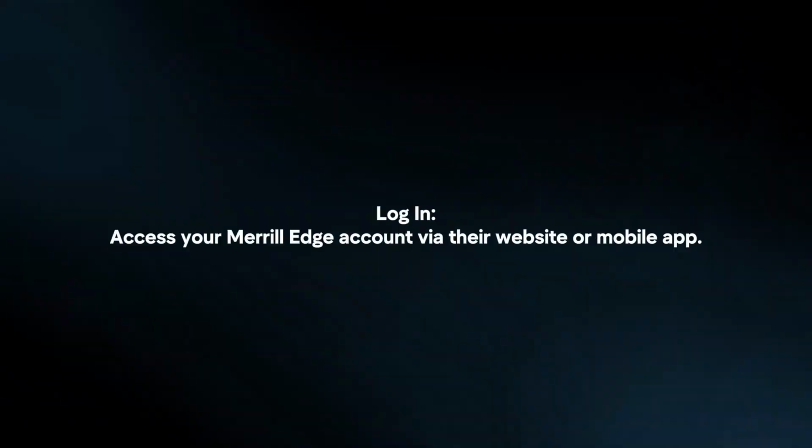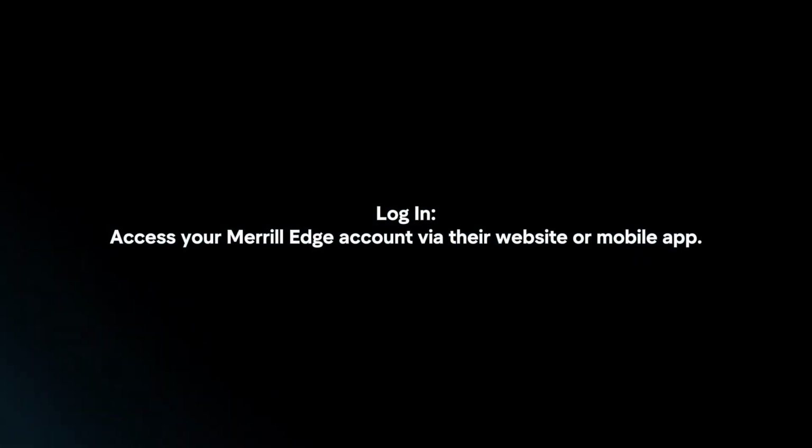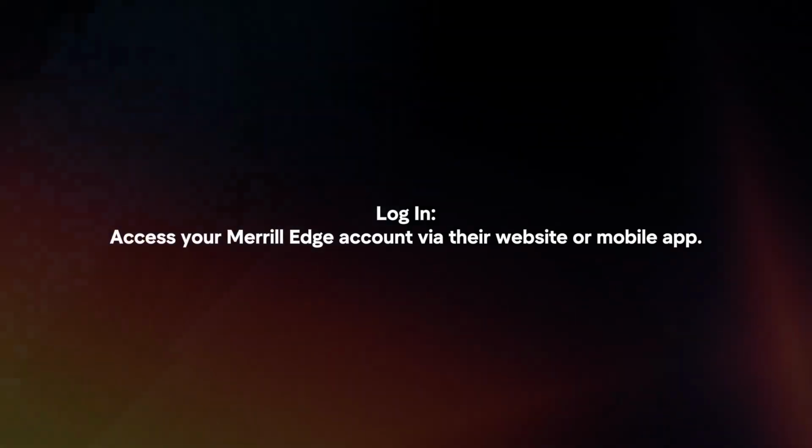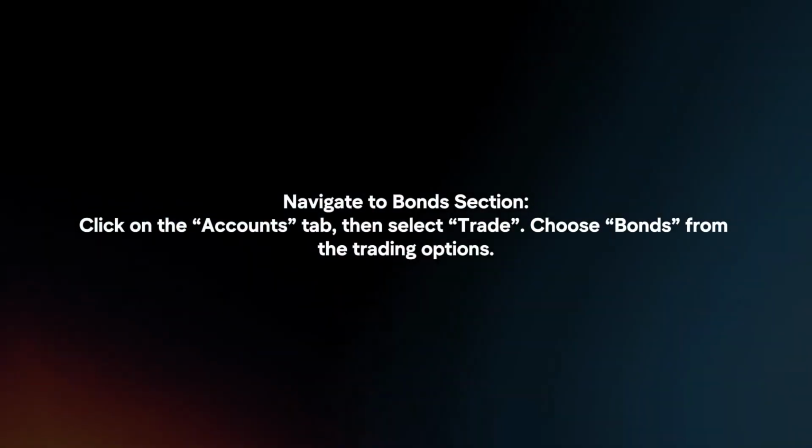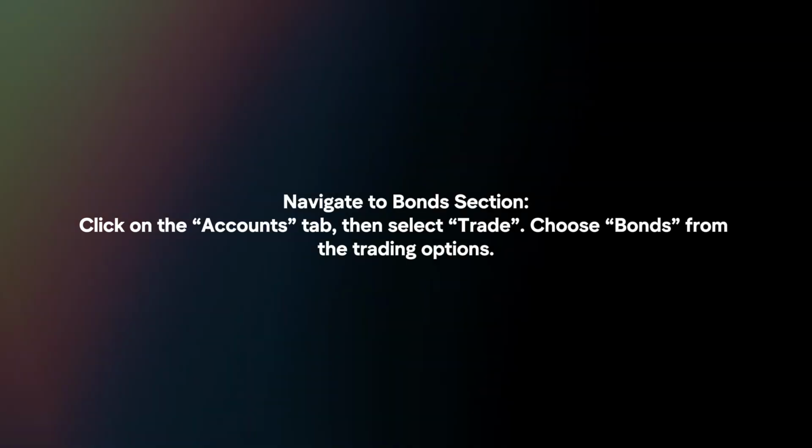To buy bonds on Merrill Edge, follow these steps. Log in. Access your Merrill Edge account via their website or mobile app. Navigate to the Bond section. Click on the Accounts tab, then select Trade. Choose bonds from the trading options.